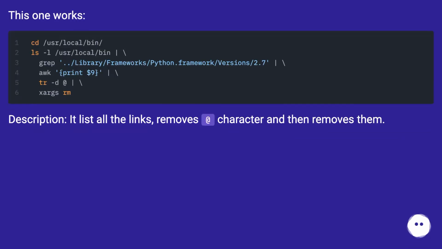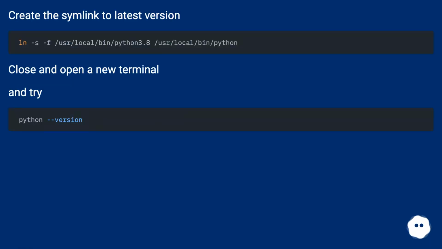This one works. Description: it lists all the links, removes a character, and then removes them. Create the symlink to the latest version. Close and open a new terminal, and try.